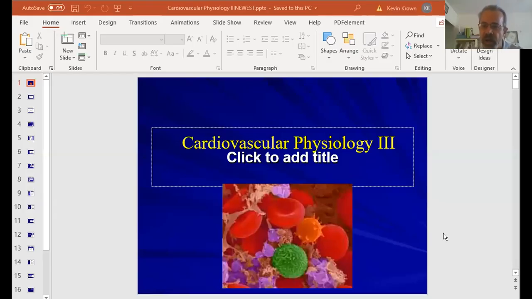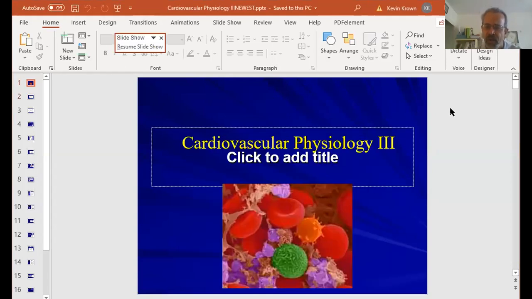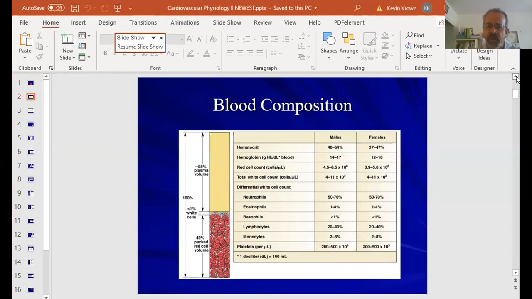All right, so the third cardiovascular lecture is on blood. I'm not going through it in a lot of detail, probably the least of all the different parts of the cardiovascular system, but I definitely want you to be familiar with it.